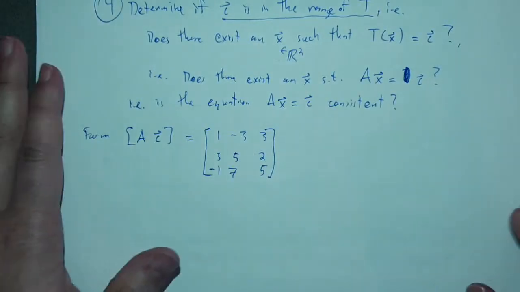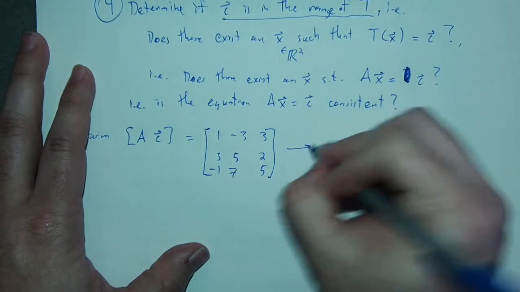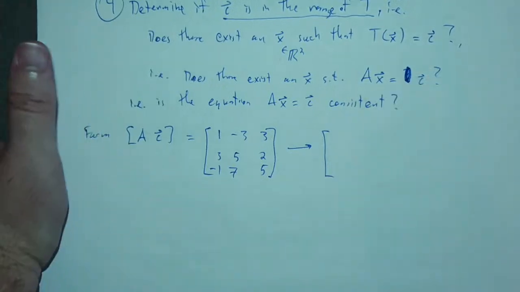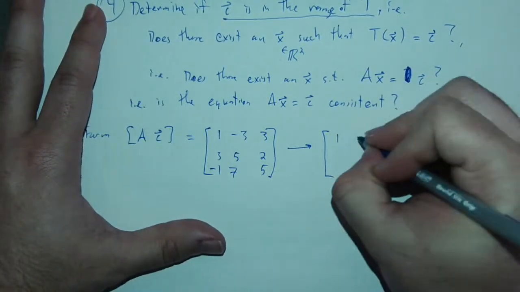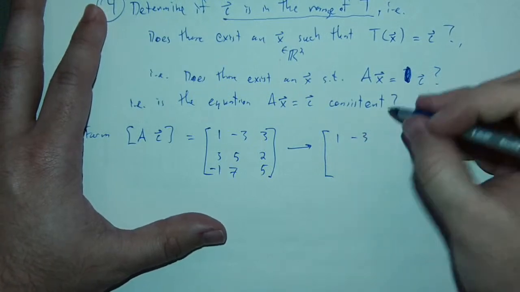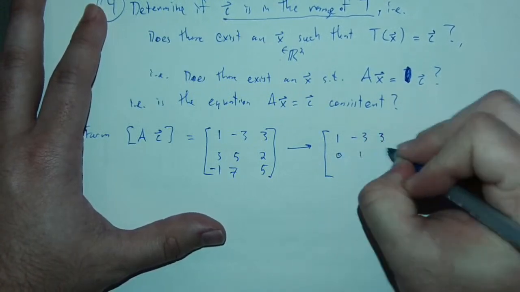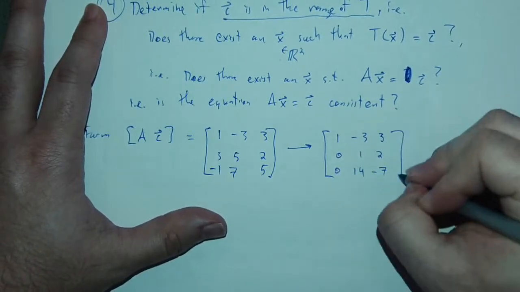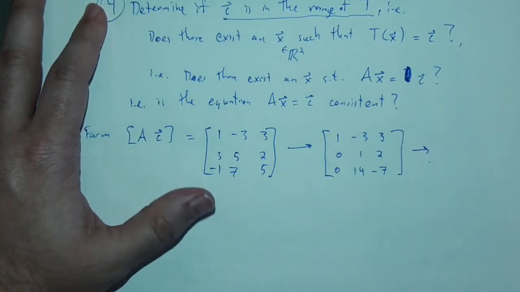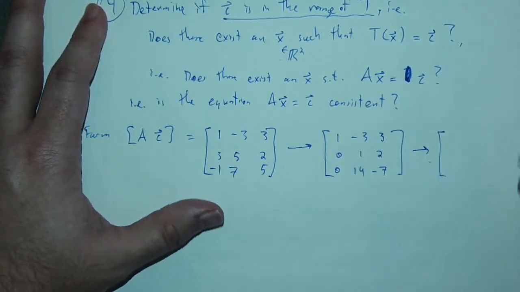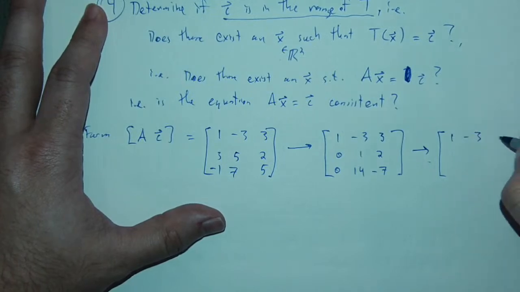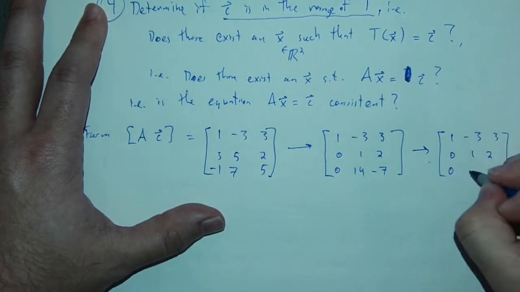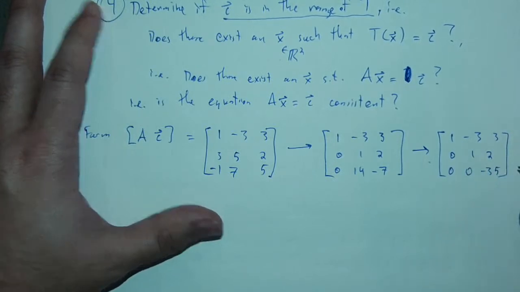Okay, so now row reducing this a bunch. So row reducing this, I get 1 minus 3, 3, 0, 1, 2, 0, 14, minus 7. And row reducing it one more time, what do I get here? I get 1 minus 3, 3, 0, 1, 2, 0, 0, minus 35.